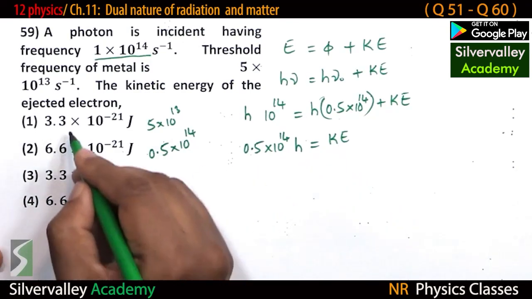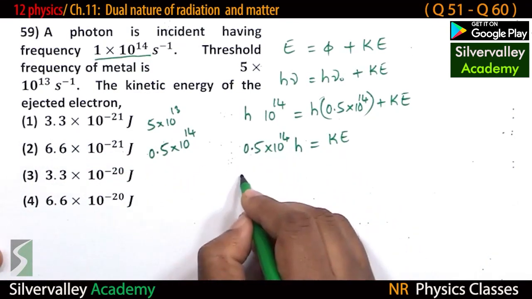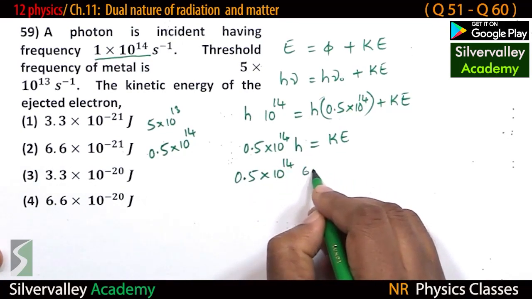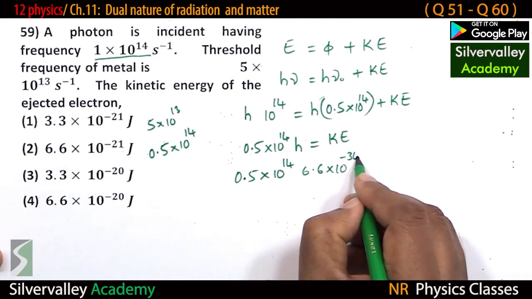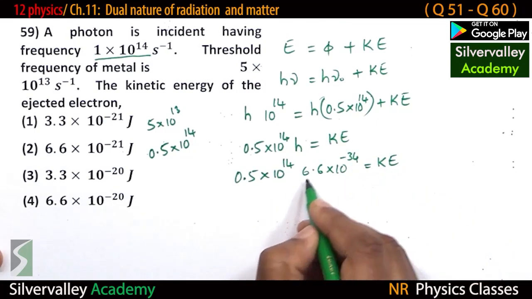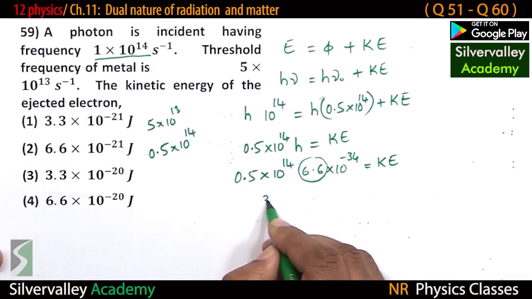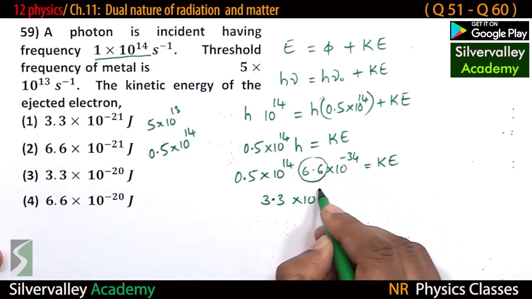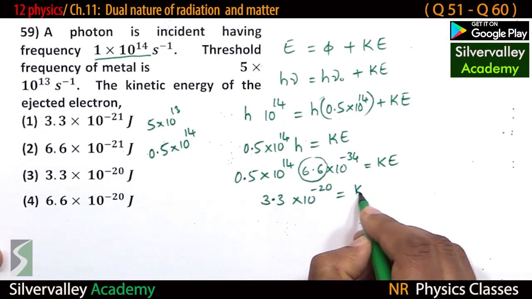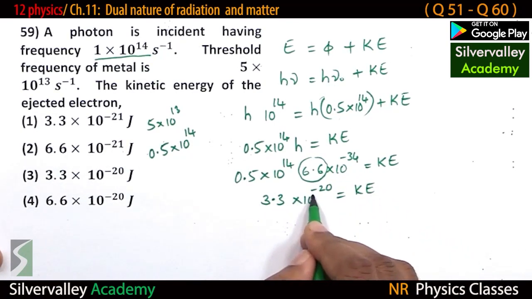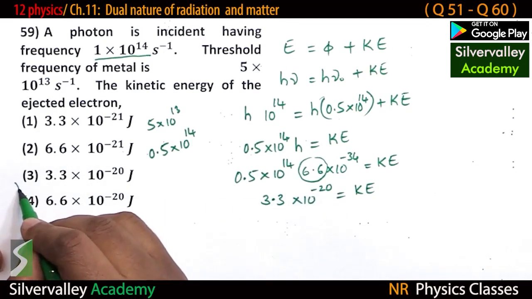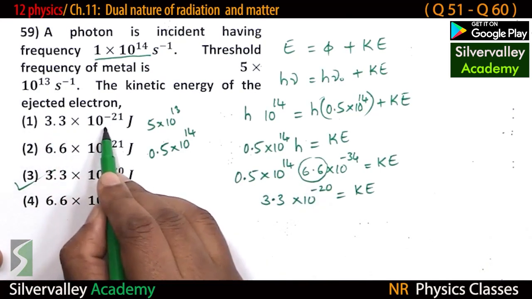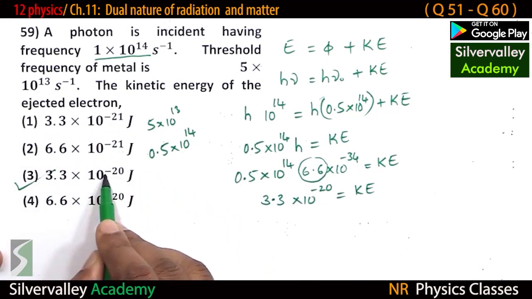Now this kinetic energy is in joules, so we have to solve. 0.5 times 10 power 14, h is 6.6 times 10 to the power of minus 34. So half of 6.6 is 3.3, times 10 power minus 20. So kinetic energy is 3.3 times 10 to the power of minus 20 joule.